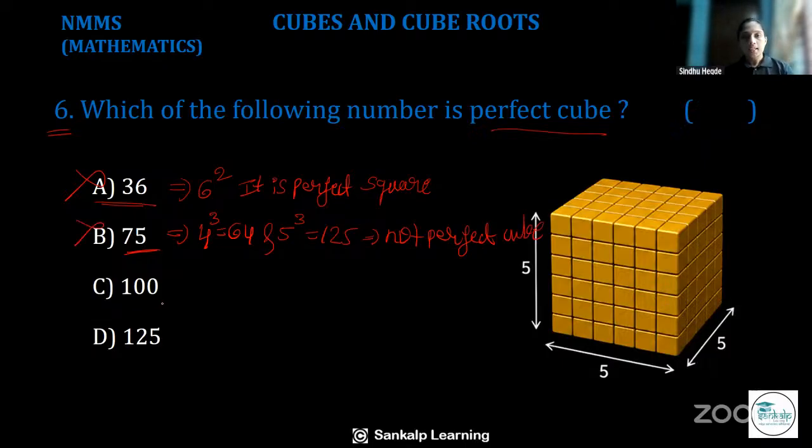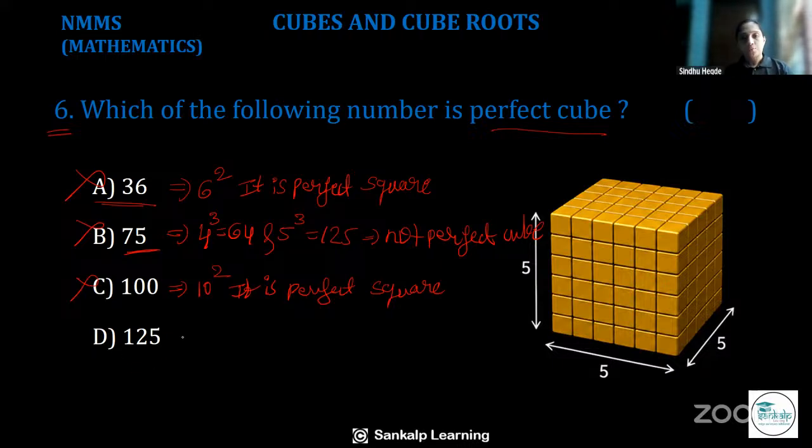Option C, 100. 100 is a perfect square number. 10 square is equal to 100. It is a perfect square, not a perfect cube. So option C is also wrong.